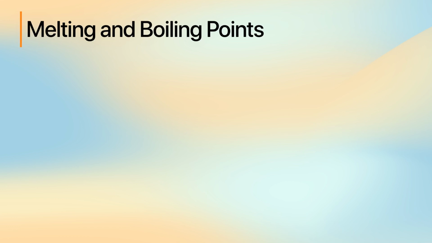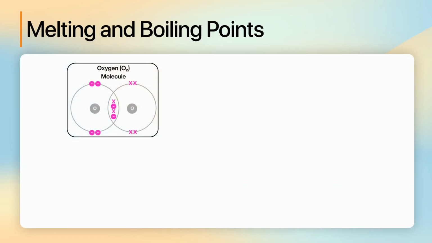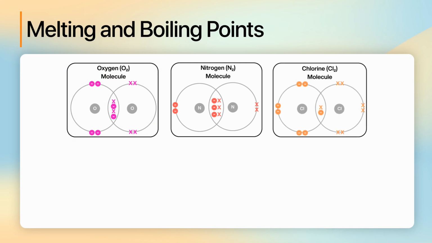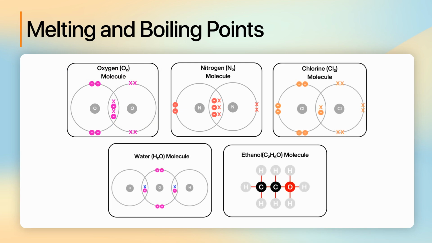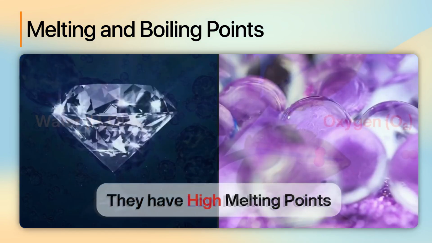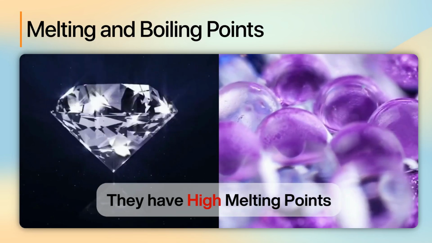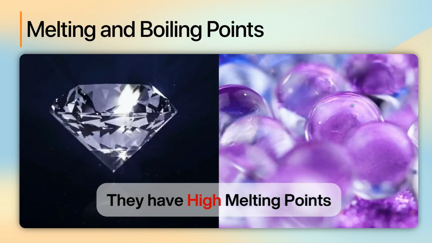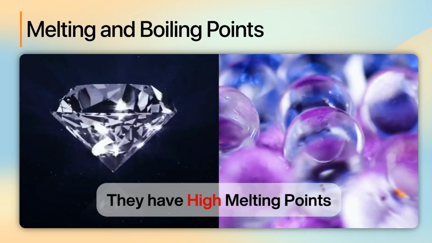Substances that are made up of small molecules such as oxygen, nitrogen, chlorine, water, and ethanol often exist as gases or liquids at room temperature. They have low melting and boiling points when compared to metals or giant covalent structures like diamond or silicon dioxide. But why is this the case?